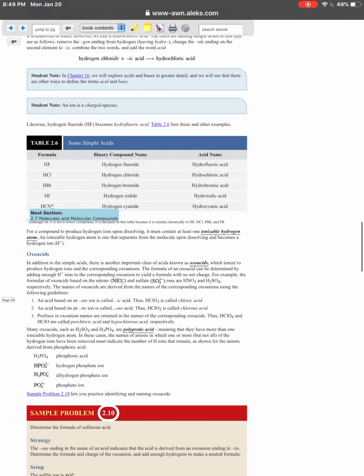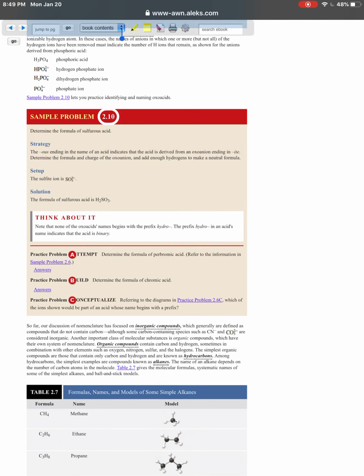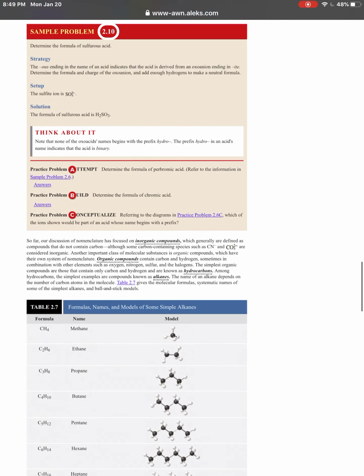And the practice problems here. These in table 2.6 are some simple acids. I would memorize those. HF is hydrogen fluoride or hydrofluoric acid. So these are 5 common acids. I would memorize those formulas. And then there's a little bit of naming here for naming acids.